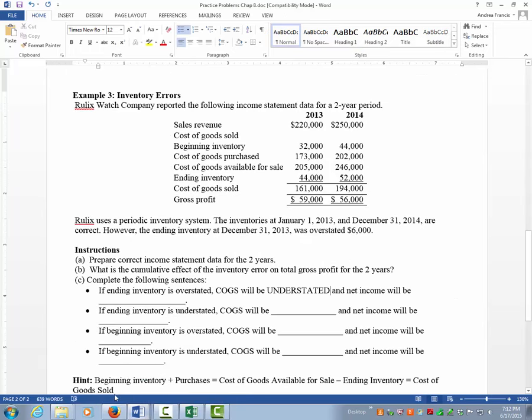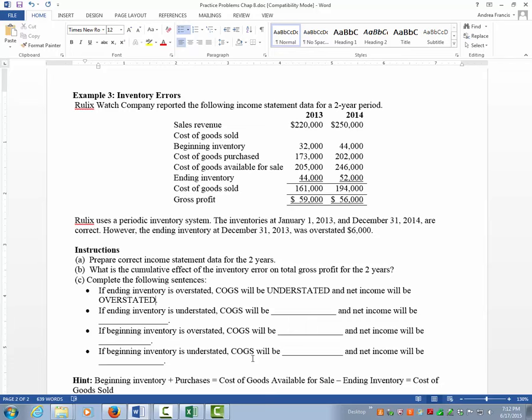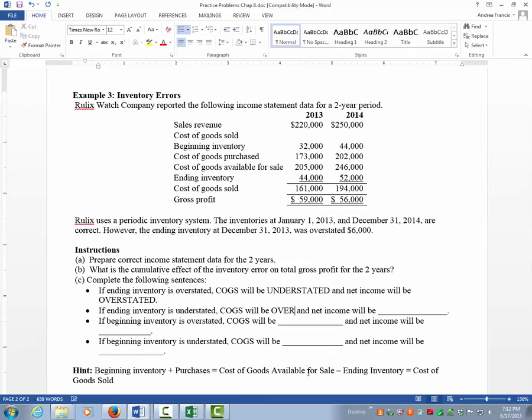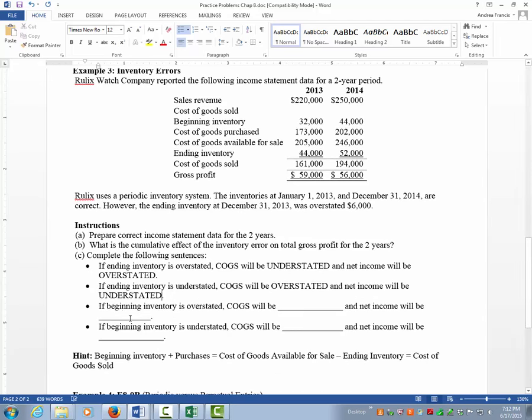And what happens to net income when cost of goods sold is understated? Well, cost of goods sold is an expense, so expenses are lower. That means income is going to be higher. So net income will be overstated when cost of goods sold is understated. Now, if ending inventory is understated, we are just going to take the opposite approach. Then cost of goods sold is going to be overstated, and since that expense is overstated, net income will be understated.